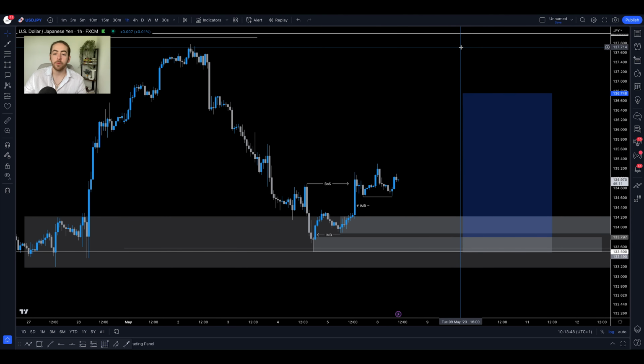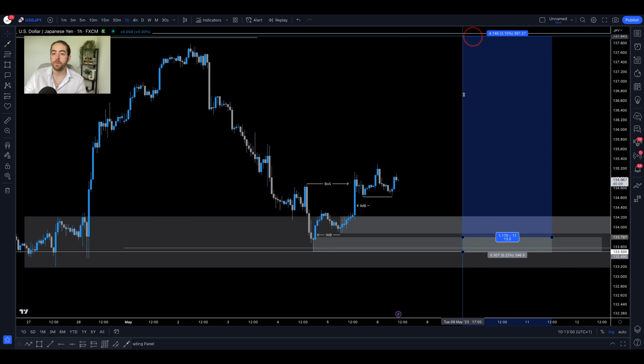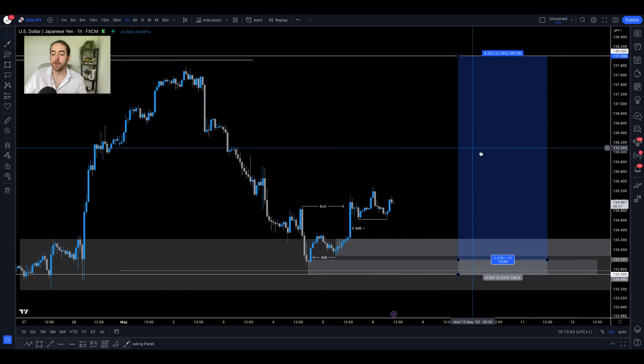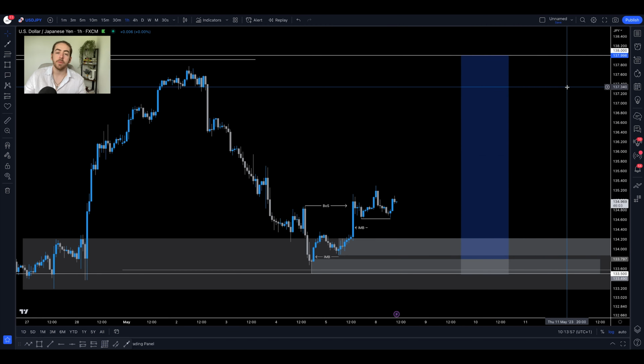And then, of course, where will we target? Well, we will target the 138 key level, pulling us all the way up into this high. And this could be around a 13.5R trade, meaning if we risk $100, we could make $1,350 if this trade wins from the extreme zone and the buy limit at that level. And that is pretty much my plan for USDJPY.